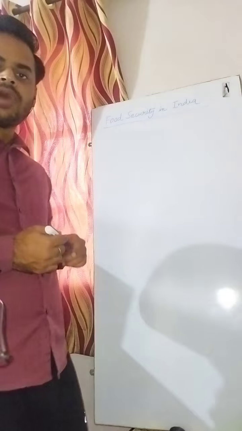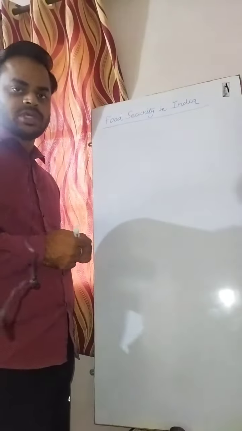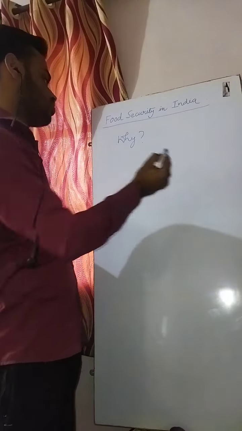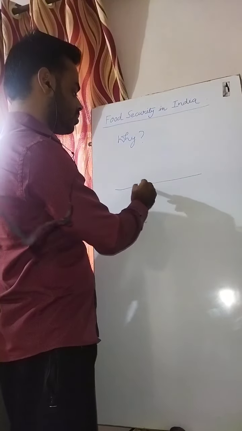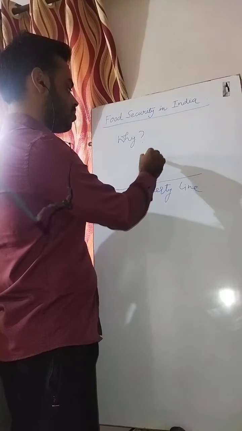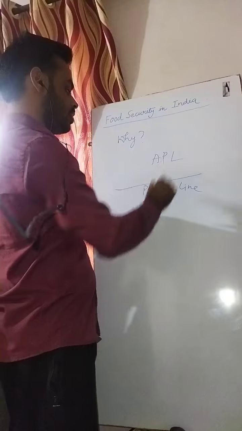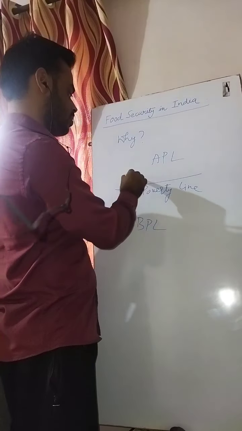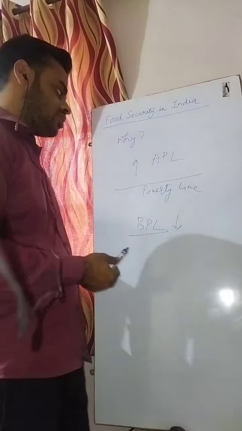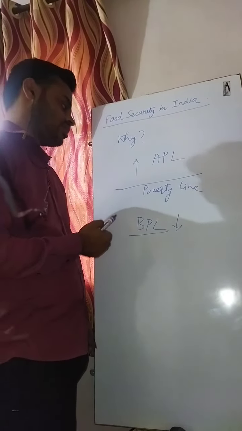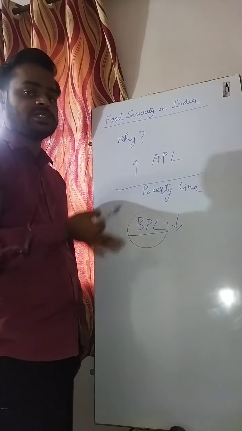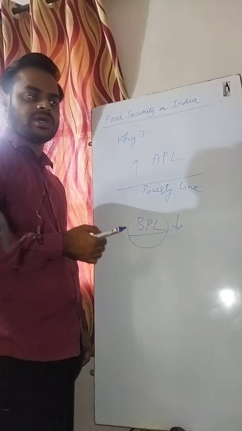Now the question arises, why do we need to be food secure? So consider this to be the poverty line. There are people above the poverty line and there are people below the poverty line. The people below the poverty line are already deficient of money. They are already struggling through poverty, so they are already at the risk of food insecurity. But consider the case of national disaster.